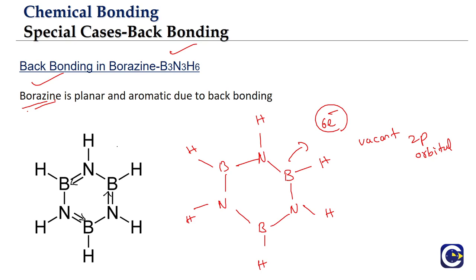Nitrogen has formed 3 bonds, but it will be having a lone pair. Now this lone pair on nitrogen can be donated to form a coordinate bond with the boron.